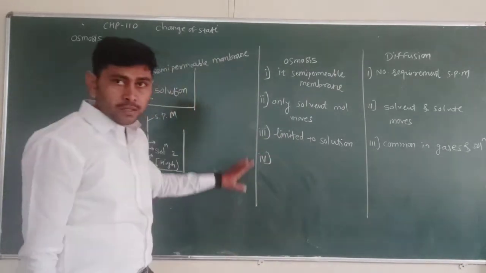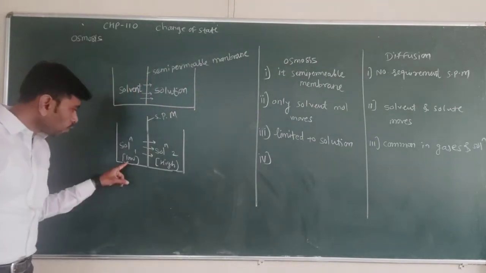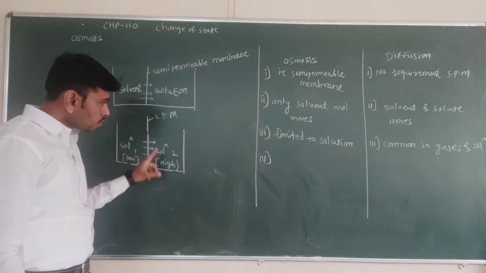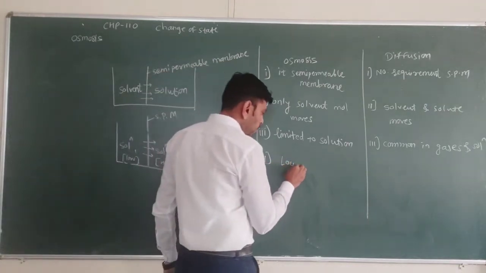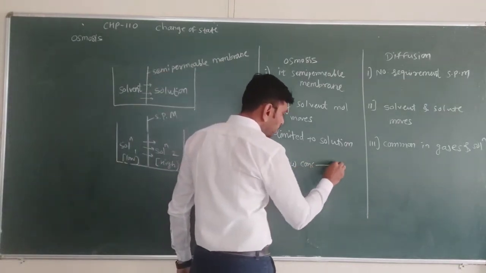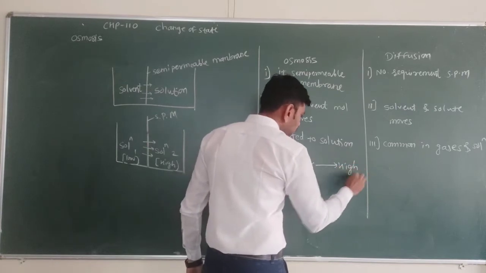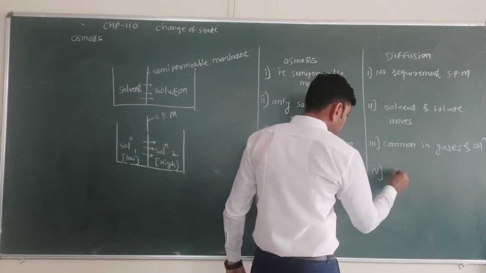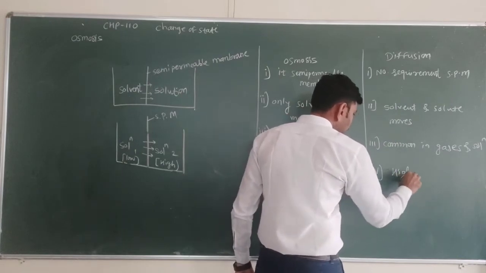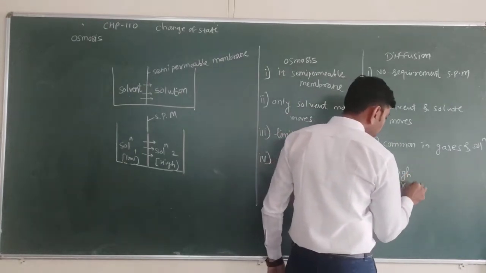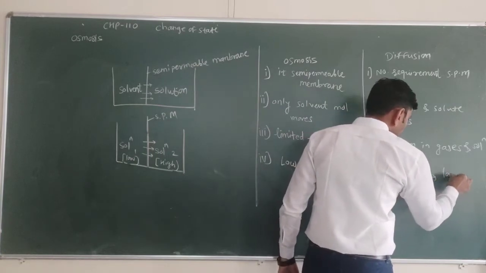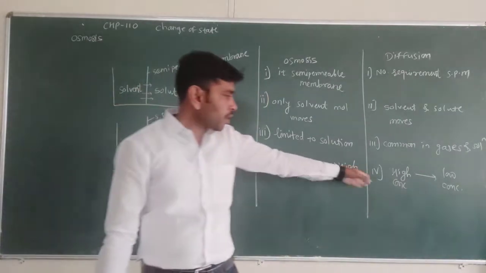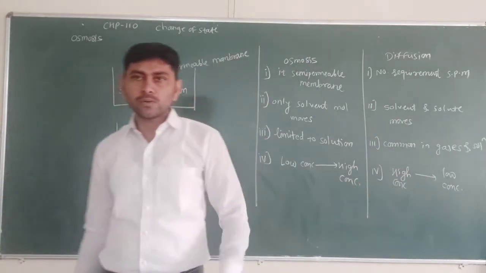See here, in osmosis the flow of solvent molecules takes place from lower concentration to higher concentration. And in case of diffusion, the flow of molecules takes place from higher concentration towards lower concentration. So opposite to osmosis, in diffusion the flow of molecules takes place from high concentration to low concentration.